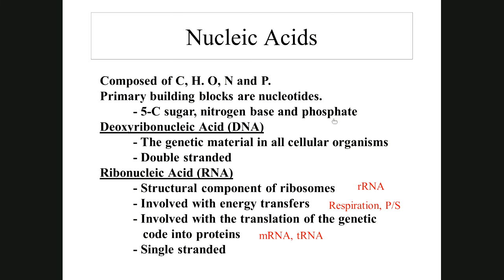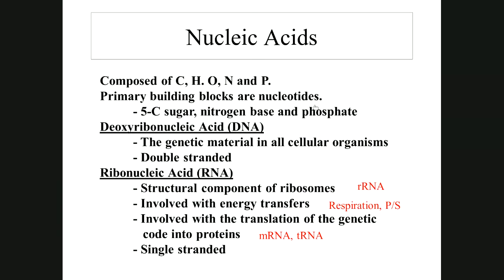So we get to nucleic acids. Now see, they're composed of carbon, hydrogen, oxygen, nitrogen, and phosphorus. And remember, proteins had sulfur. Nucleic acids have phosphorus. The primary building blocks are called nucleotides. So the primary building blocks, the monomers of nucleic acids, are called nucleotides. And they have 3 parts to them: a 5-carbon sugar, a nitrogen base, and a phosphate.